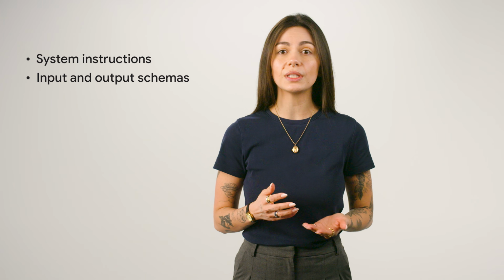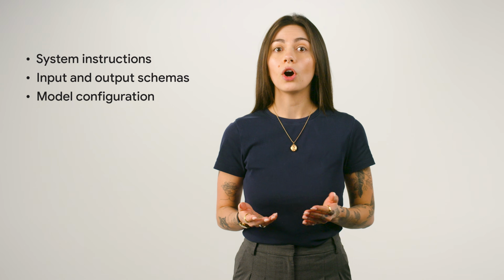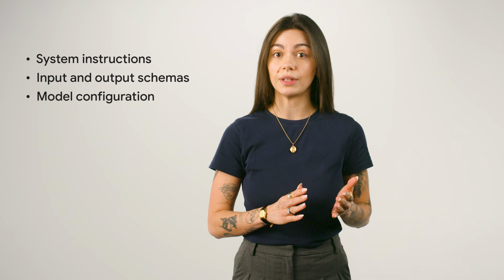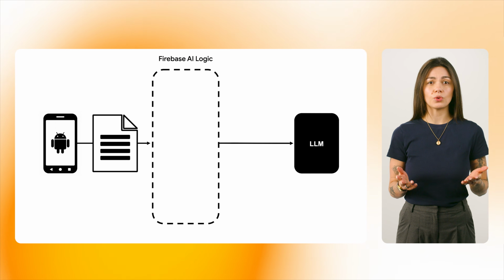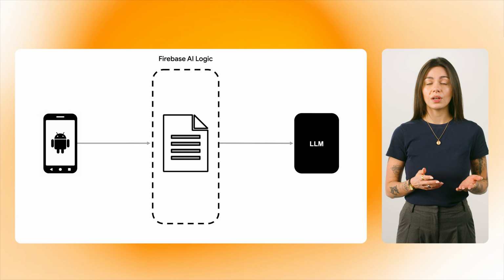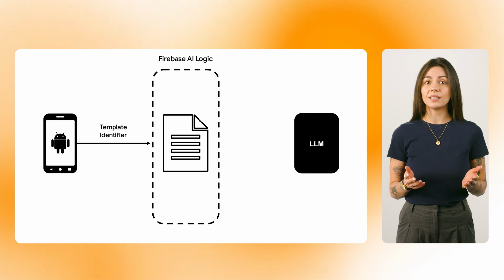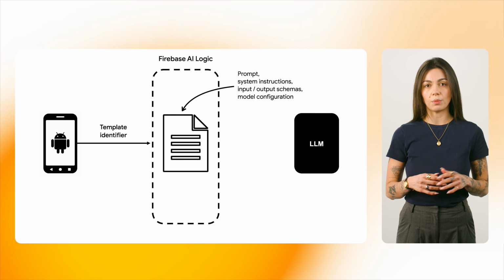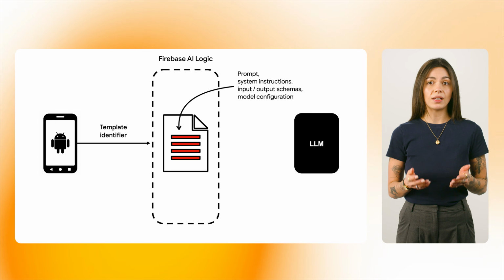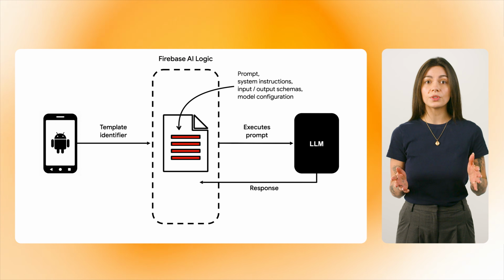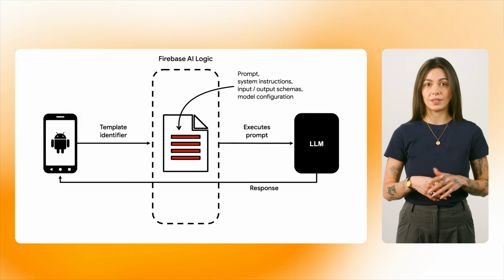These templates allow you to move your prompt, including system instructions, input and output schemas, and model configuration onto Firebase servers securely. So instead of sending a massive string from the device to the servers, your app just sends a template identifier and the required input variables. Firebase AI Logic then composes the full prompt server-side and executes it.